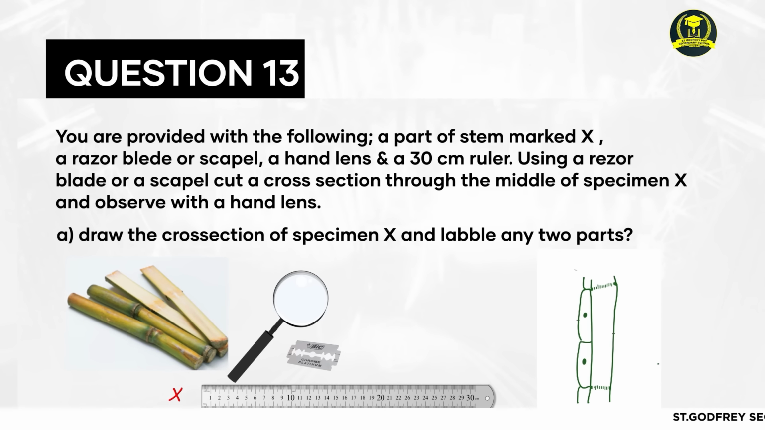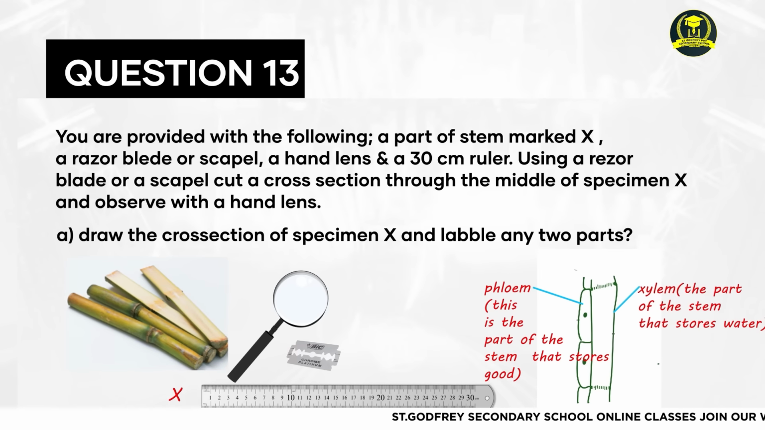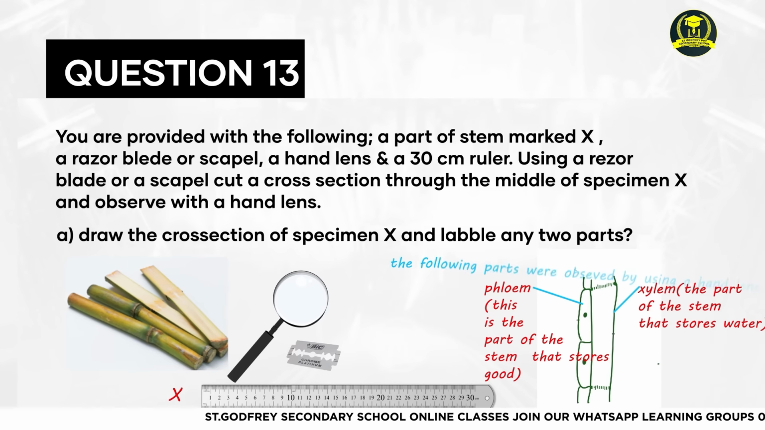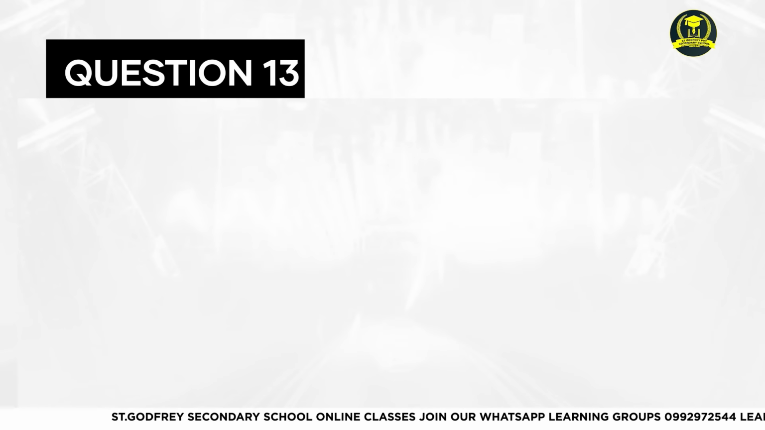On observation, we have observed the following. Number 1, phloem. This is the part of a stem that stores food. Number 2, xylem. This is the part of the stem that stores water. The following parts were observed by using a hand lens.